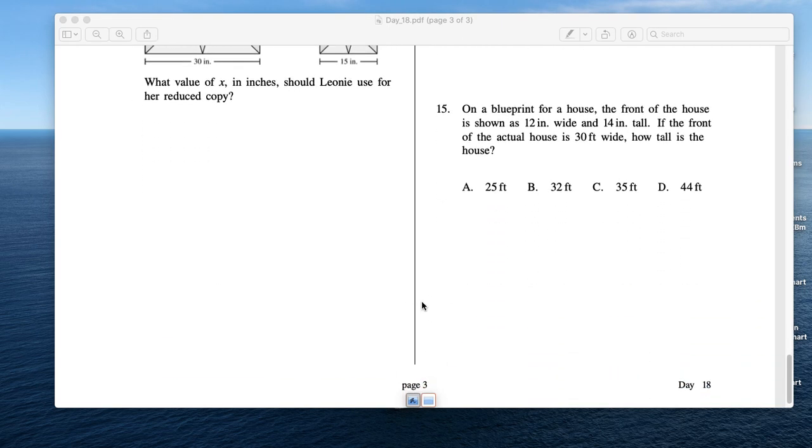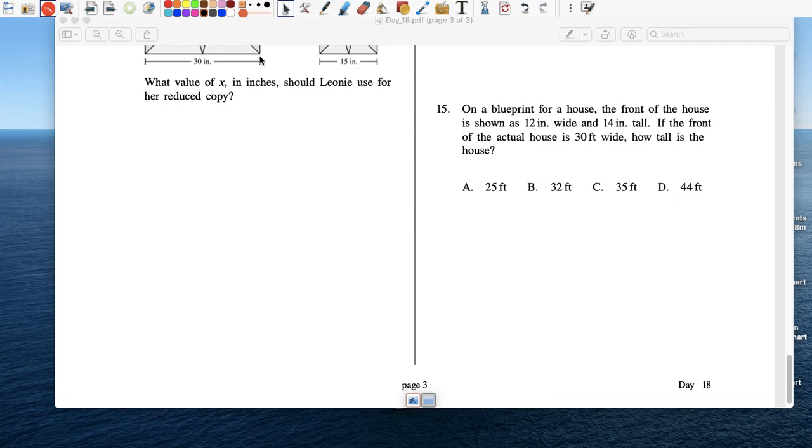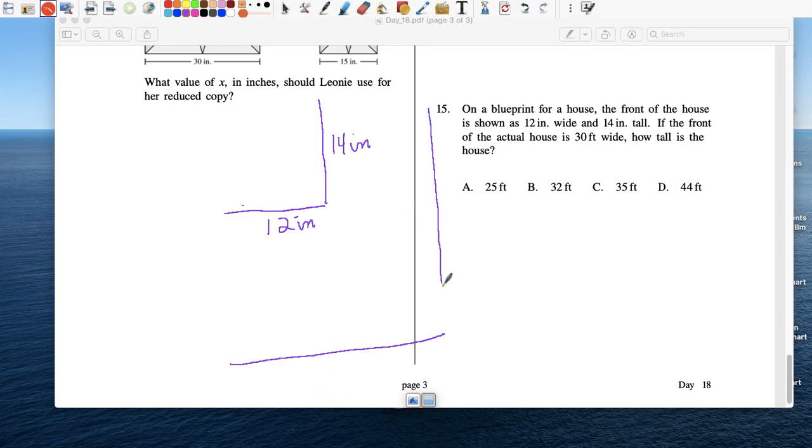15. On the blueprint for a house, the front of the house is shown as 12 inches wide and 14 inches tall. The actual house, this is in inches, but there's a danger here. Everything is in inches, so you have to make sure you change everything to inches. The front of the house is actually 30 feet wide, so we multiply 30 times 12, which is 360 inches. And then we're looking for this.